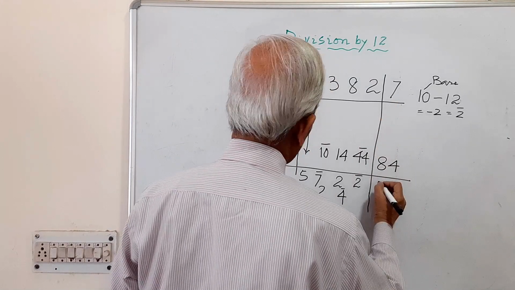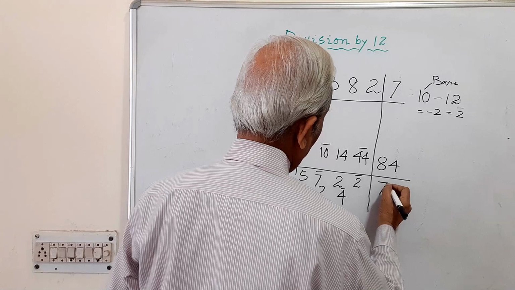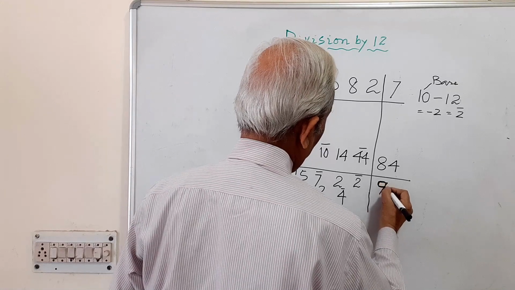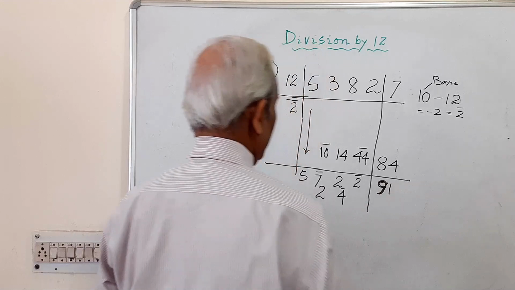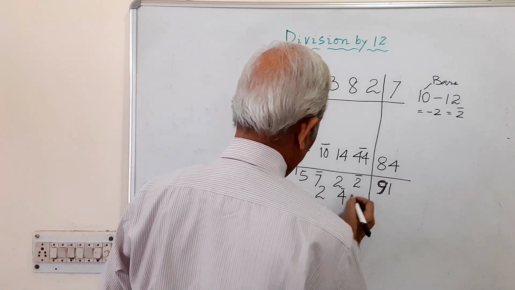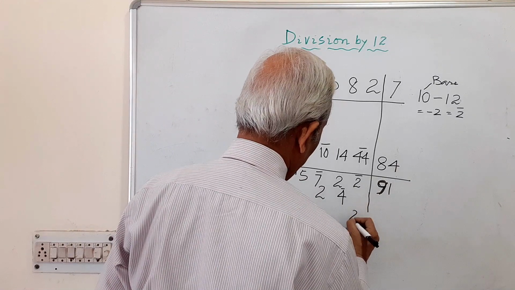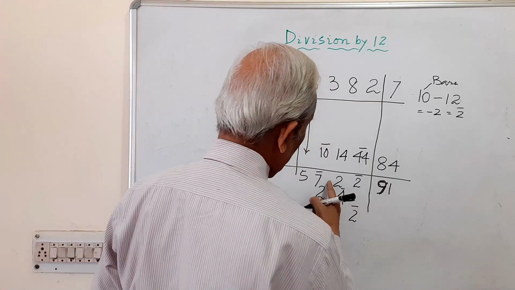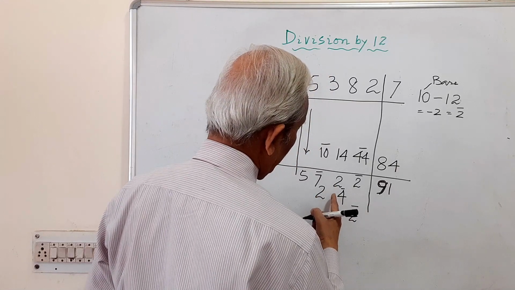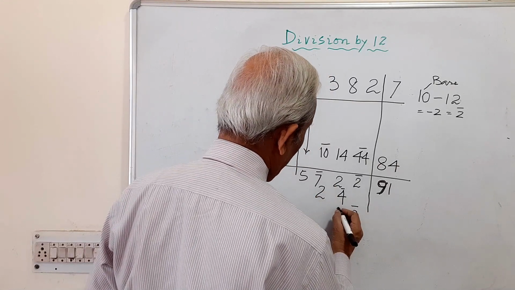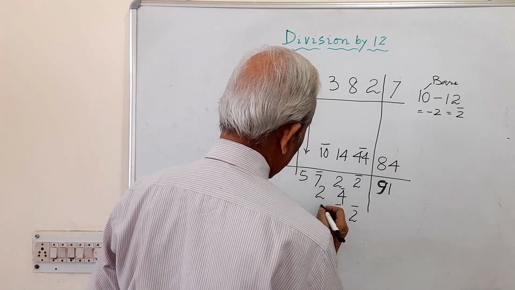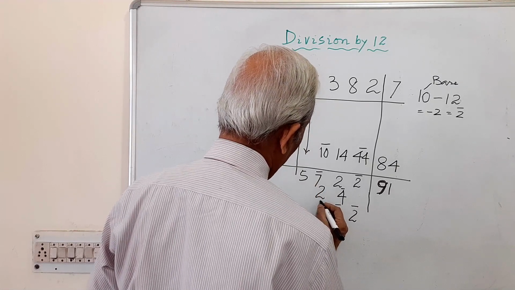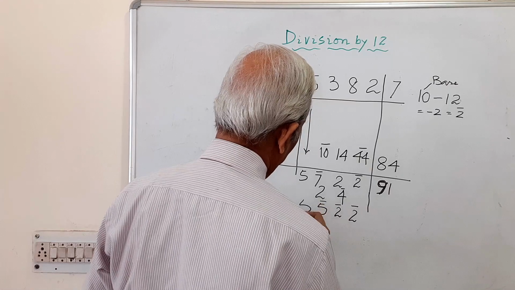84 plus 7 is 91. Sorry, 84 plus 7 is 91. And here it is 2 bar. 2 plus 4 bar is 2 bar. 7 bar plus 2 is 5 bar. And here it is 5.